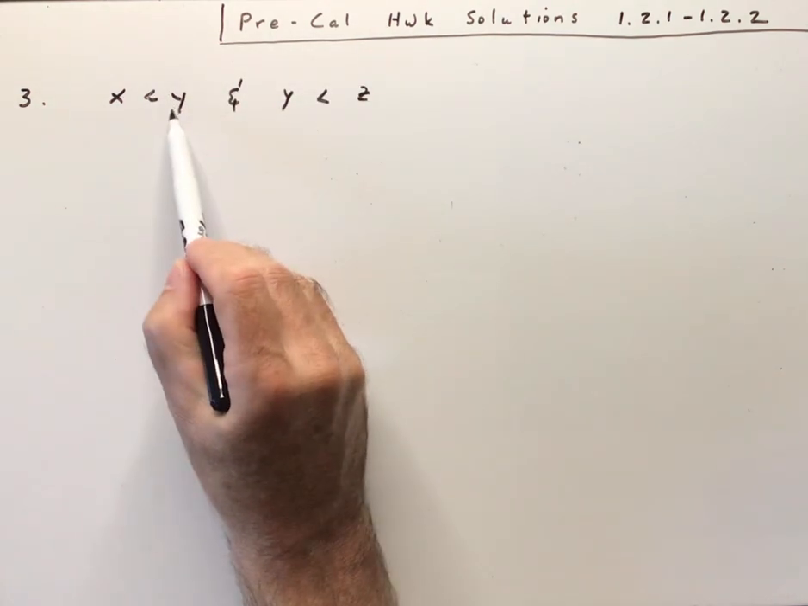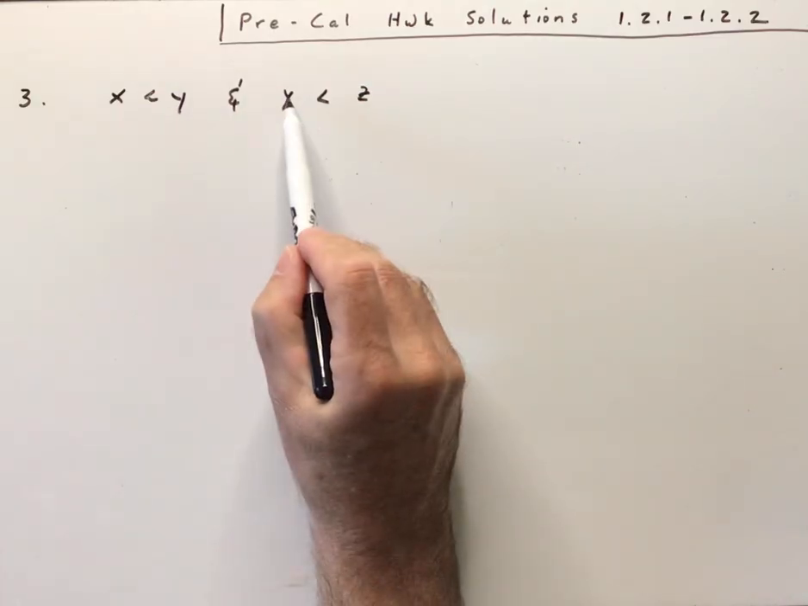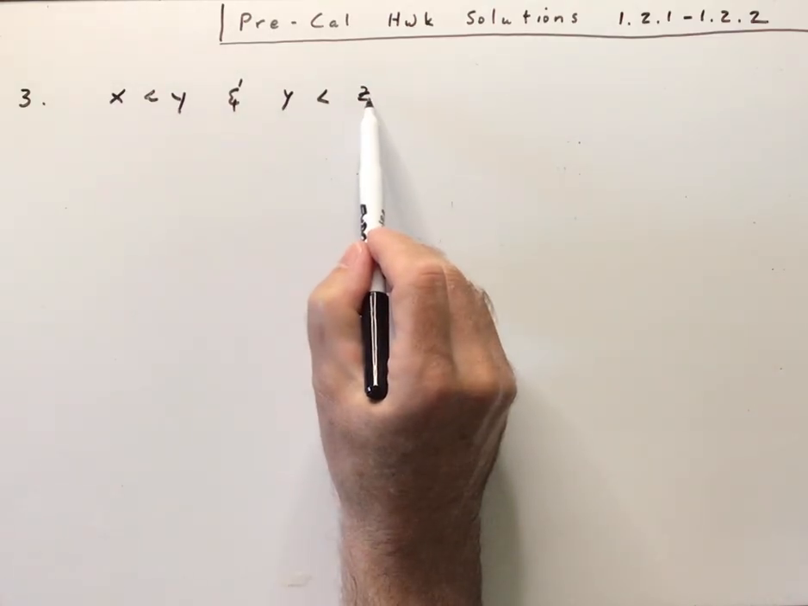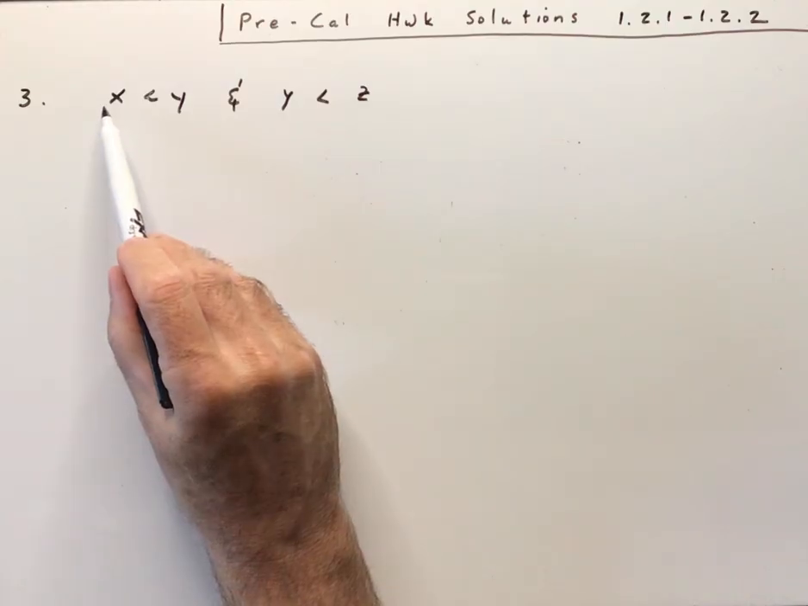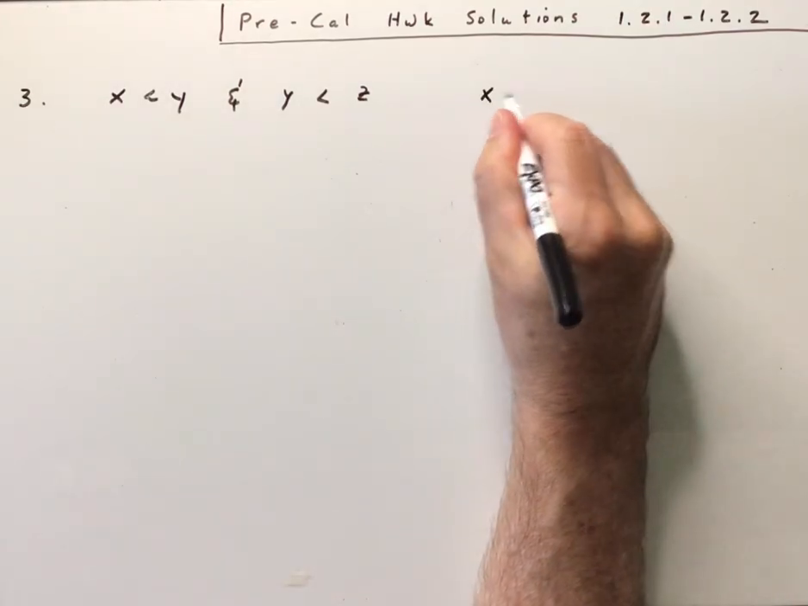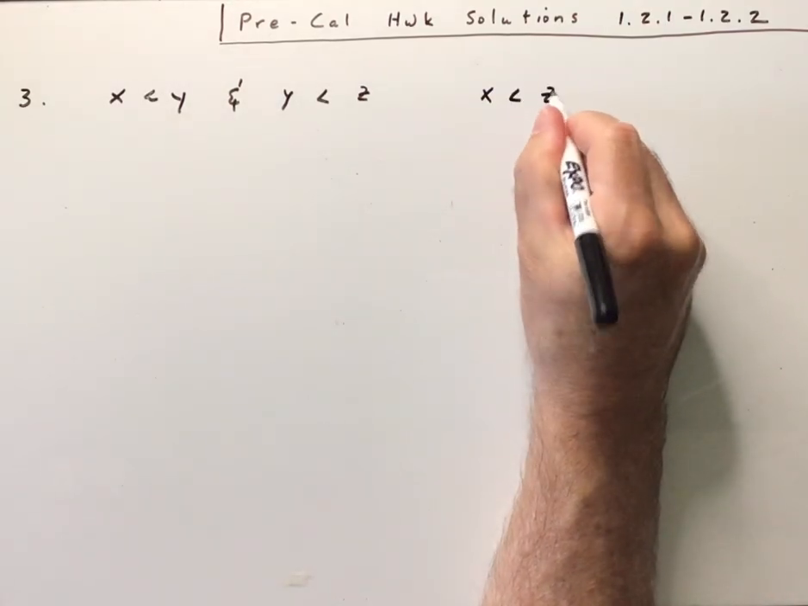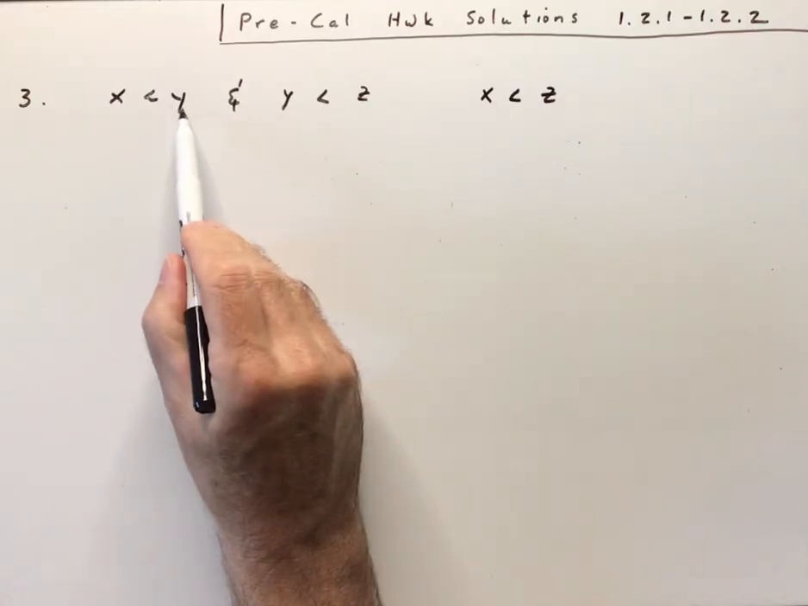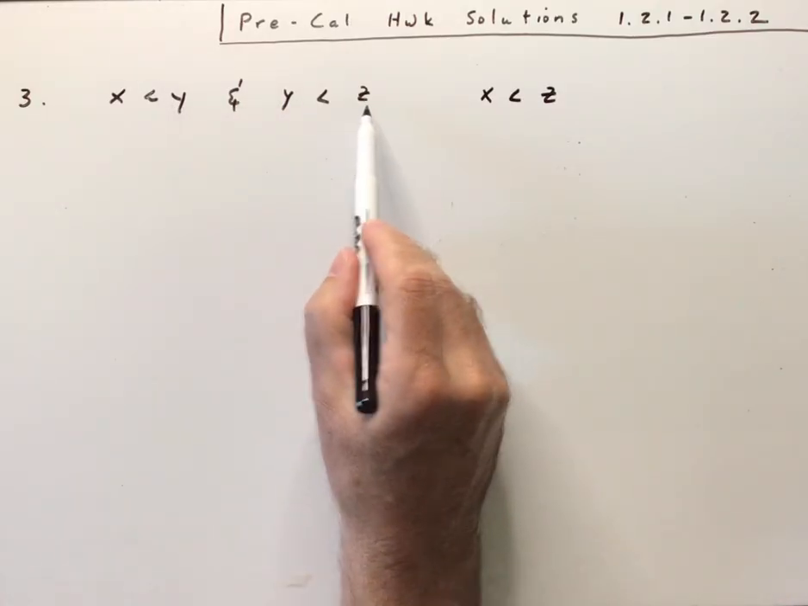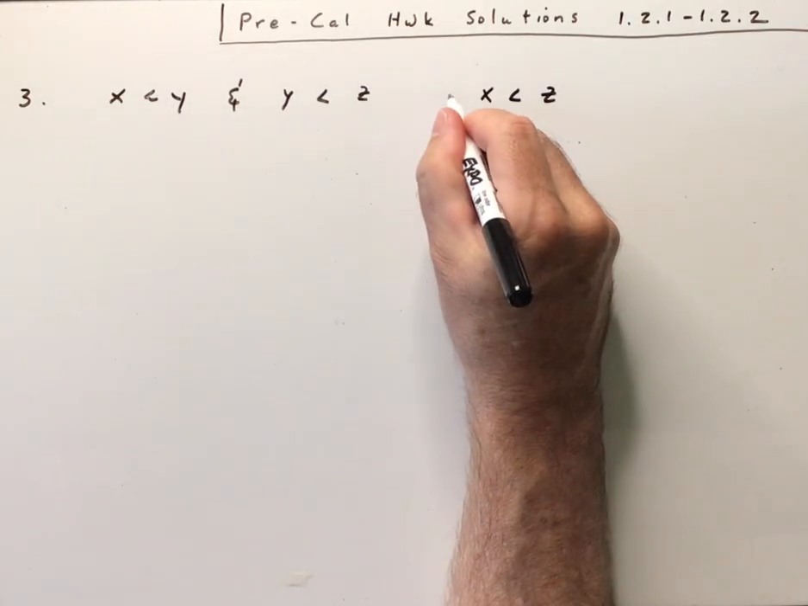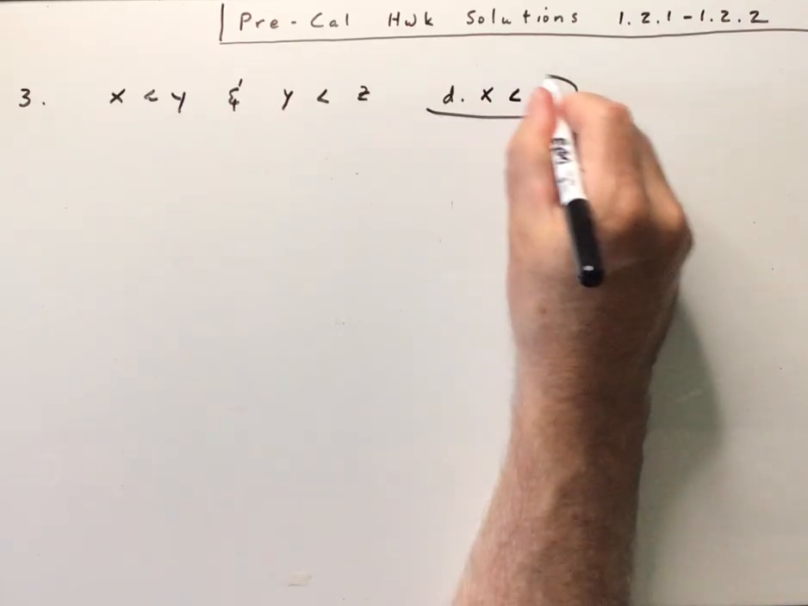Well, if x is less than y, and then y is less than z, okay, then you know that x has to be less than z. Because x is less than y and y is less than z, so it just follows that x is less than z. So the answer is D.